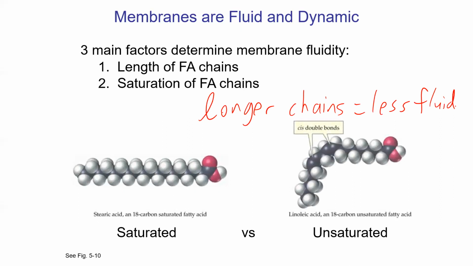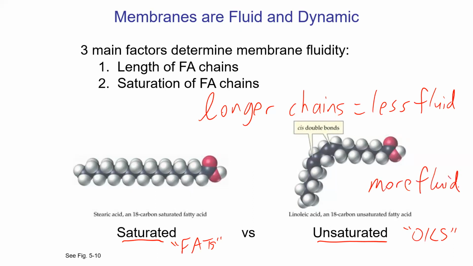You may remember we were talking about the saturated fats and the unsaturated fats. For thinking about food, we often call the saturated ones fats, and the unsaturated ones we call oils. So that means the unsaturated ones are more fluid. Why is that? Again, it has to do with those London dispersion forces.